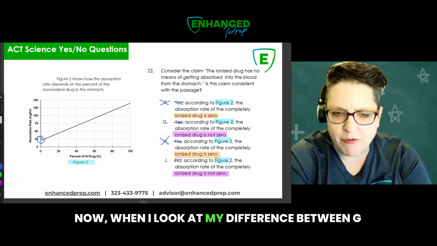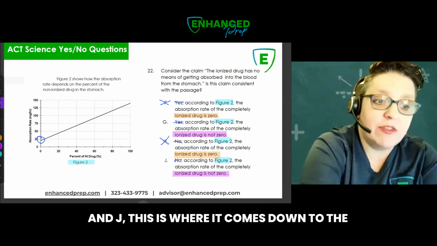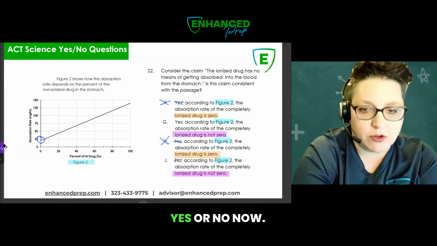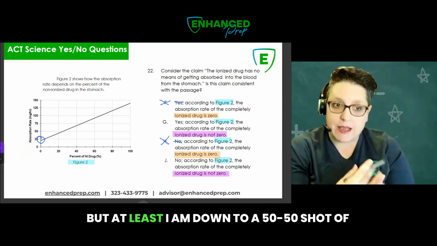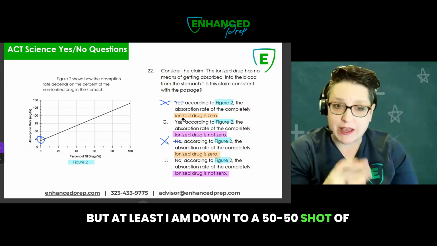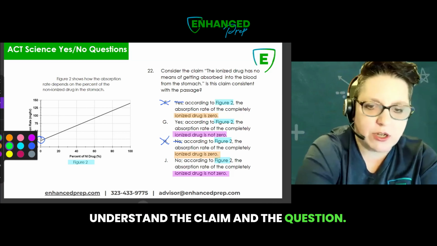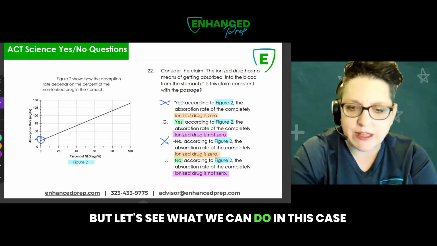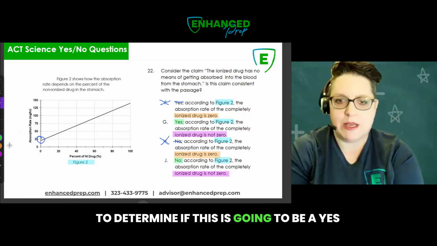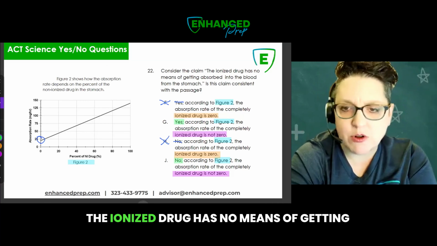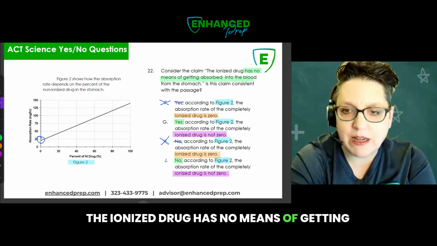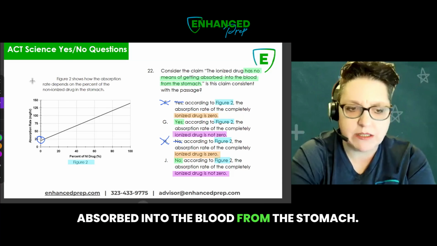Now, when I look at my difference between G and J, this is where it comes down to the yes or no. But at least I am down to a 50-50 shot of getting it right, even if I'm not quite sure that I understand the claim and the question. But let's see what we can do in this case to determine if this is going to be a yes or no. The ionized drug has no means of getting absorbed into the blood from the stomach.